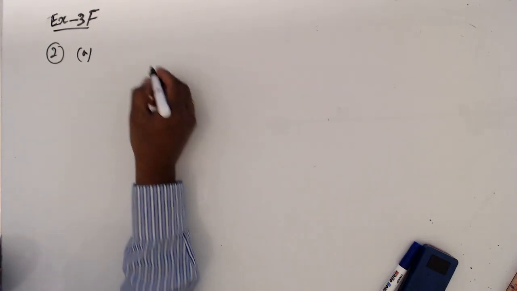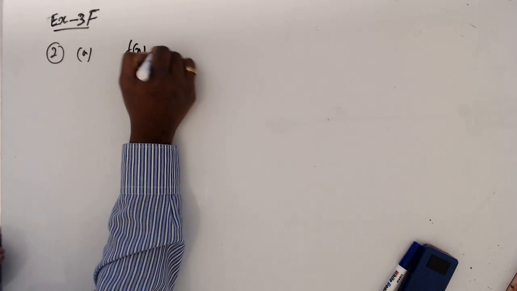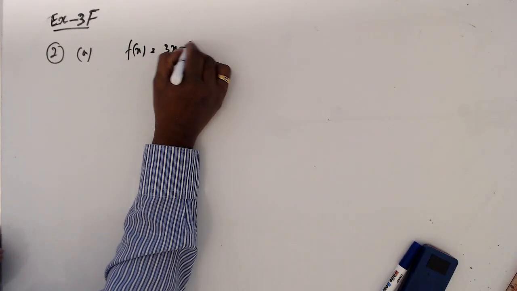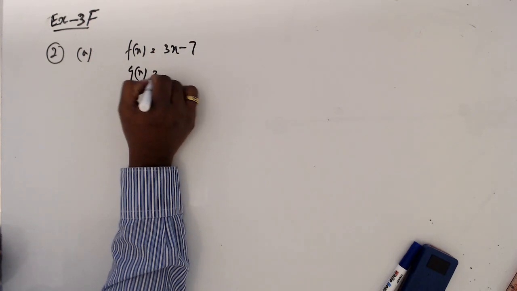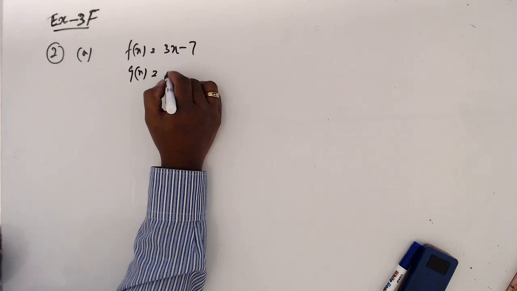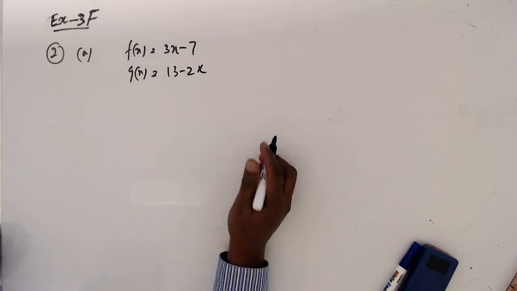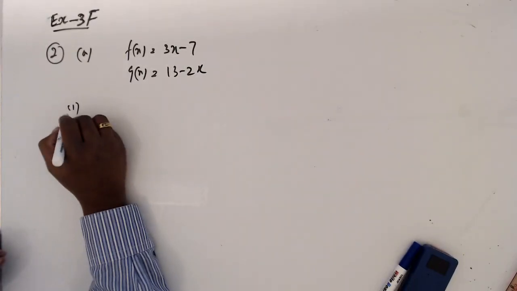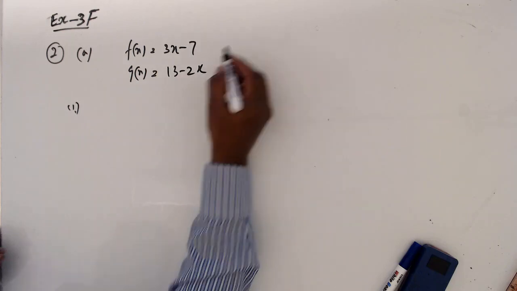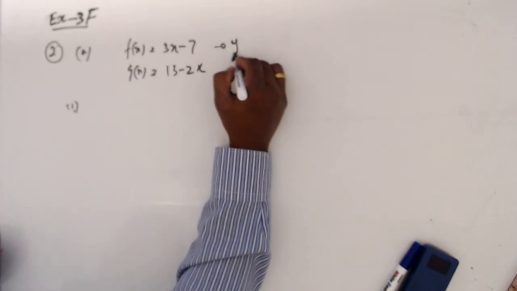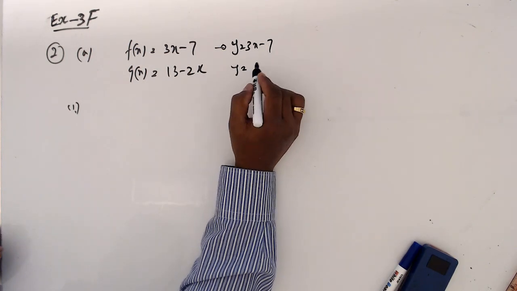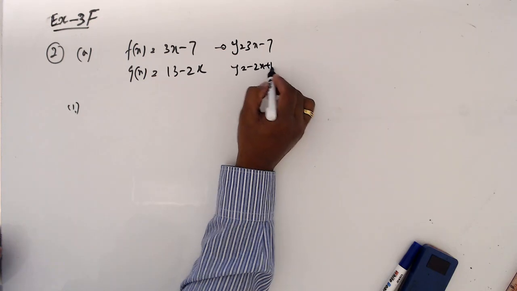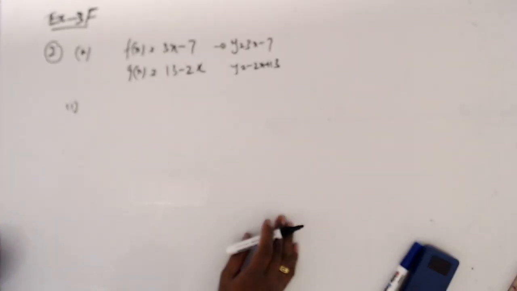Question 3F2A. f(x) equals 3x minus 7, g(x) equals 13 minus 2x. The first question, part 1, is a sketch. So this is y equals 3x minus 7. And this is y equals minus 2x plus 13. So this is the form basically.